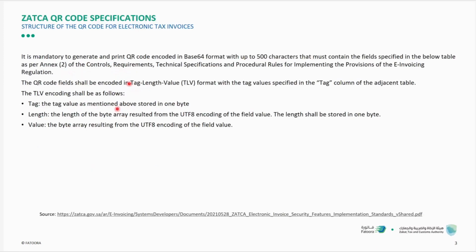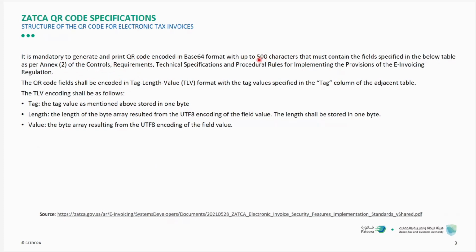So moving on, as we mentioned earlier, it is mandatory, as of the 4th of December of this year, to have a QR code in the B2C invoices. And of course, the QR code has to be encoded in base 64 format and has to be up to 500 characters. It cannot be more than that.